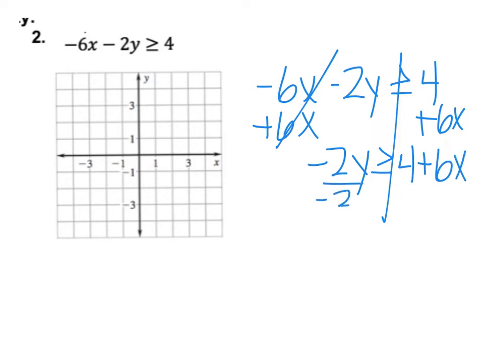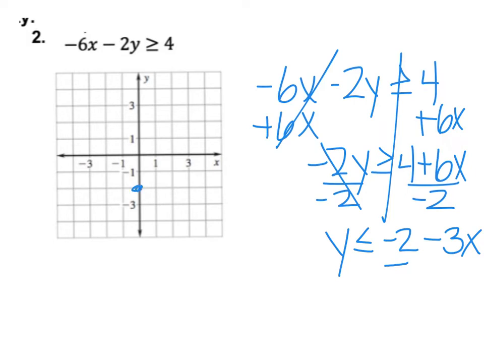Let's divide by the negative. Now remember, we're dividing by the negative, so we have to remember to flip our sign. Y is then going to be less than or equal to negative 2 minus 3x. All right, so that's step number 1. Step number 2 is let's graph it. I have a y-intercept of negative 2, so I'm starting at the negative 2. And I have a slope of negative 3, so I'm going to be going down 3 over 1.